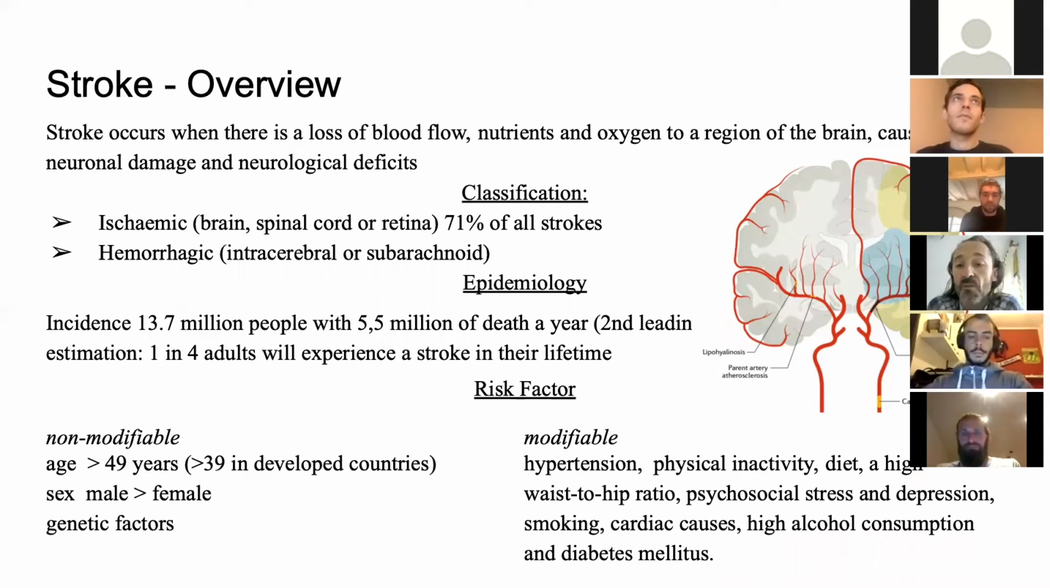Perturbation of any portion of this blood supply promotes the development of cerebrovascular disease. The most common is stroke. Stroke occurs when there is a loss of blood flow, nutrients, and oxygen to a region of the brain. It is an acute neurologic injury causing neuronal damage and neurological deficits. It can be classified into ischemic stroke and hemorrhagic stroke, the latter of which includes intracerebral hemorrhage and subarachnoid hemorrhage. Ischemic stroke is defined as the infarction of the brain, spinal cord, or retina, and represents 71% of all strokes globally.